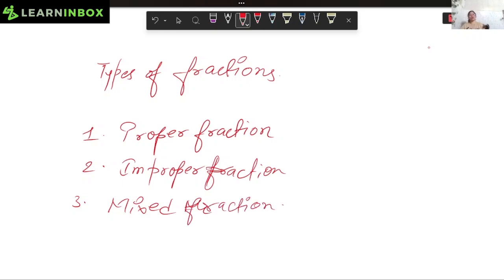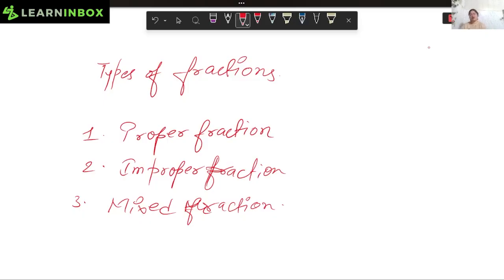So till now we learned what a fraction is. A fraction is a part of a whole, and we should know what the numerator and denominator are to write the exact fraction of a particular example. Okay, now we are talking about the types of fractions. There are three types: proper fractions, improper fractions, and mixed fractions.